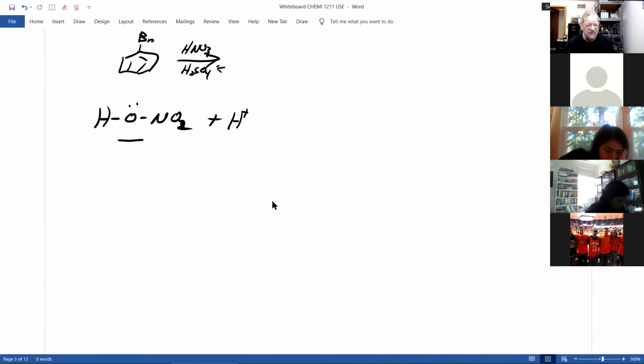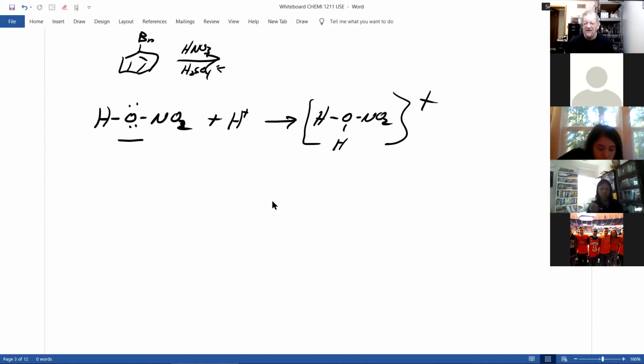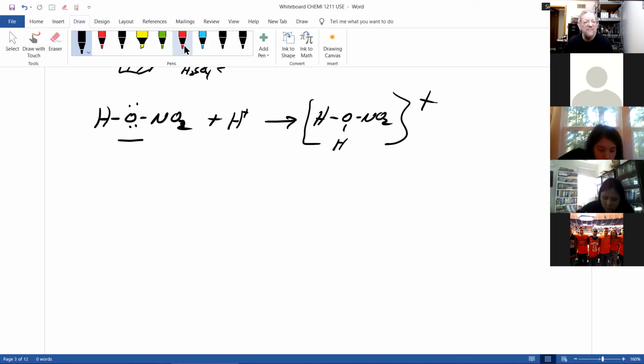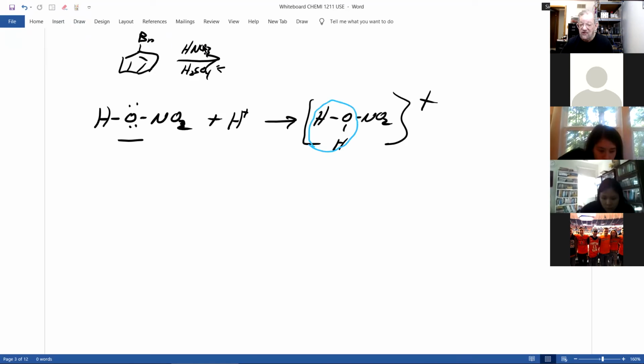Now, the electrons around oxygen attract that H+ to form this intermediate. Now, if you look at that intermediate, do you see anything in there that looks familiar? What's two hydrogens and oxygen? Oxygen, two hydrogen, H2O. It's water.